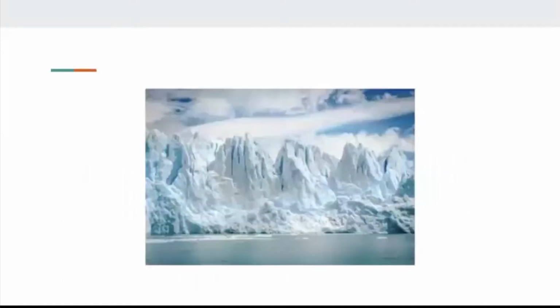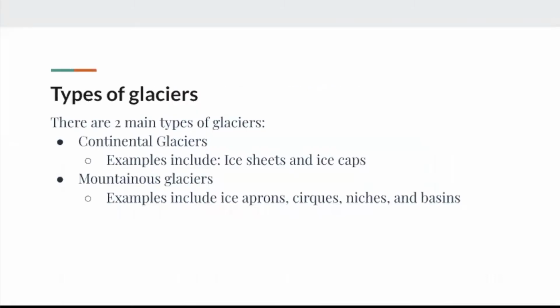So this is a photo that depicts a typical glacier, and it represents a continental glacier, which we'll talk about more in this lesson. Types of glaciers. There are two main types of glaciers. We have continental glaciers, which are ice sheets or ice caps, such as those that you'd find in Antarctica or Greenland over the land. And then we also have mountainous glaciers, which are ice aprons, cirques, niches, and basins.